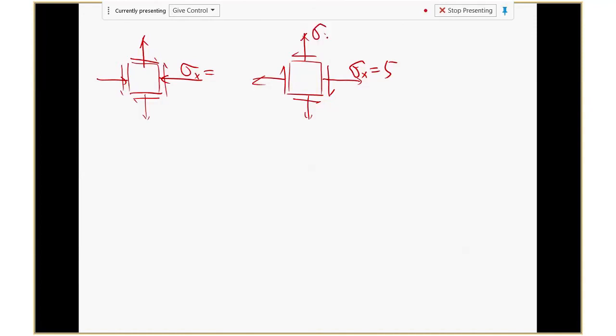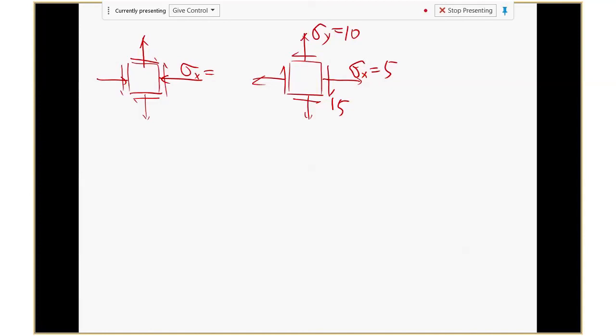Sigma y? 10? Okay, now give a tau value. 15. Okay, are you okay with this value? All right. So we just randomly came up with these, so I don't know what the Mohr circle looks like yet. Let's do it together.